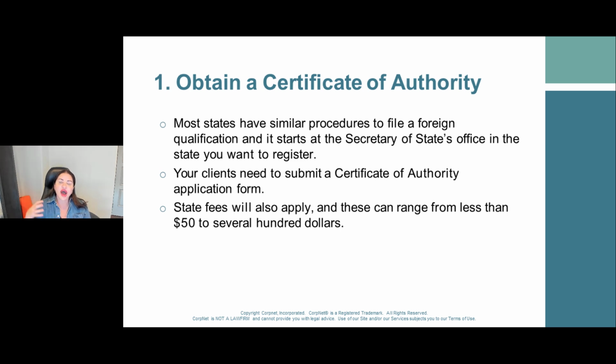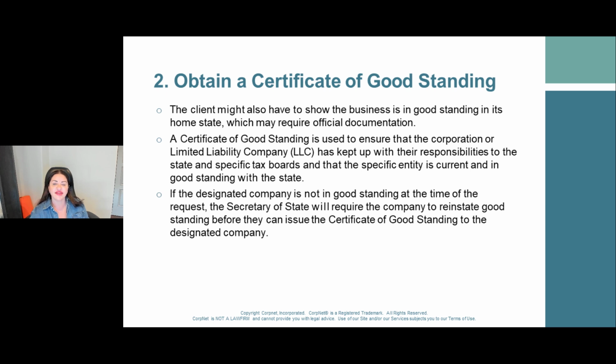In order to file a foreign qualification in any state that you plan on doing business in, you need to submit documents to the Secretary of State along with a state fee or a filing fee. Along with the certificate of authority form and the filing fee, you also need to obtain a certificate of good standing from your home state. And this is where we come to number 2. So how do you obtain a certificate of good standing, and what is it?